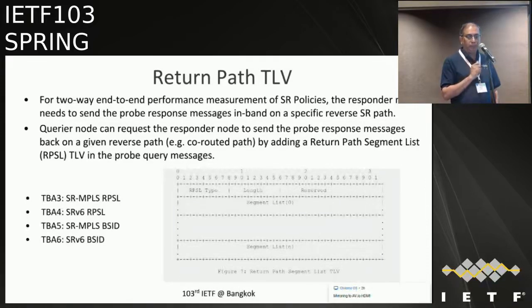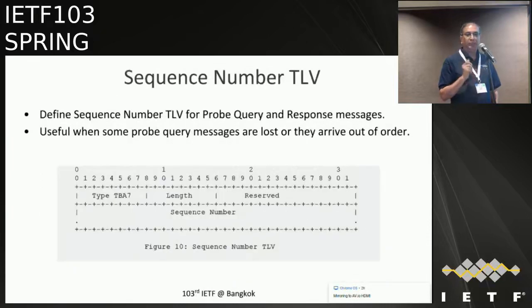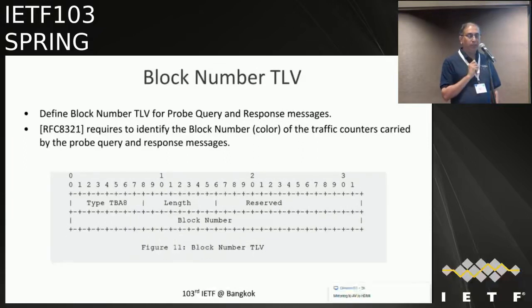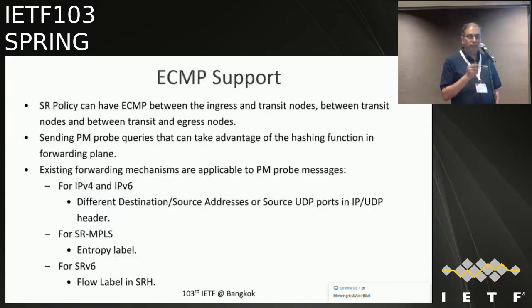As we know, for SR policy, there are ECMP paths between the ingress or transit and egress nodes. The UDP header allows us to take advantage of the hashing function to go over the various ECMP paths. These are the standard hashing functions. The draft doesn't define any new forwarding behavior.